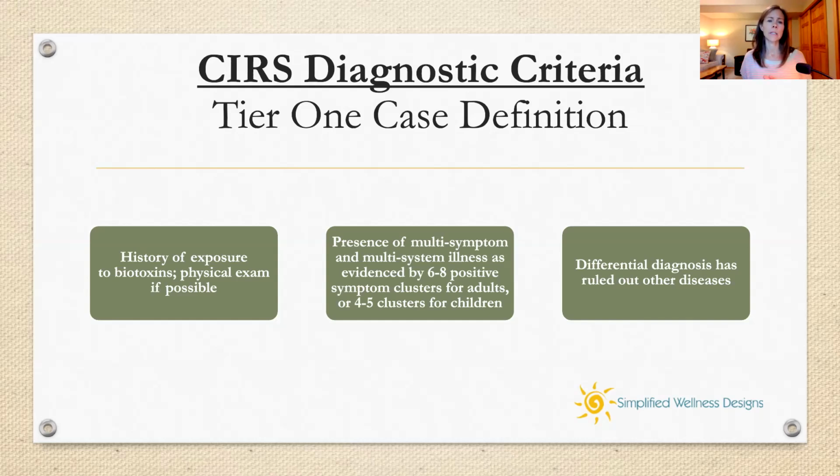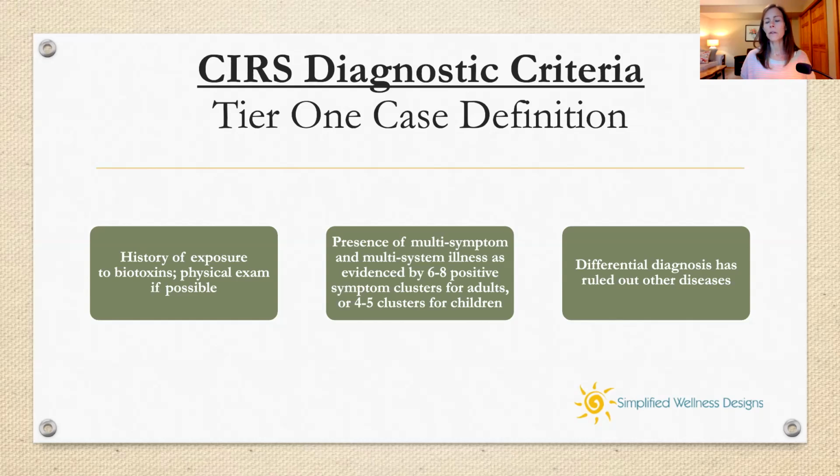The second aspect of the tier 1 case definition for CIRS is this presence of a multi-symptom, multi-system illness, as evidenced by 6 to 8 positive symptom clusters for adults and 4 to 5 for children. So again, going back to that symptom cluster chart, if you only have 2 symptoms, or if they're all in one cluster, you're either catching CIRS really early, or maybe it's something else going on. And so CIRS really is known to be a multi-system, multi-symptom illness. And so that part is key.